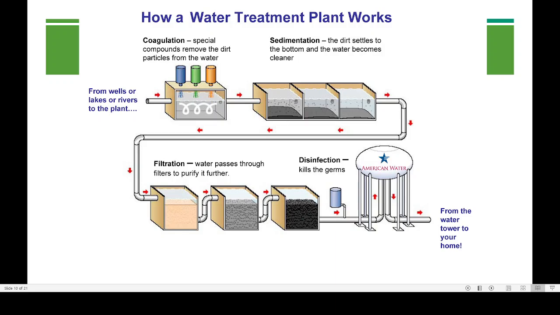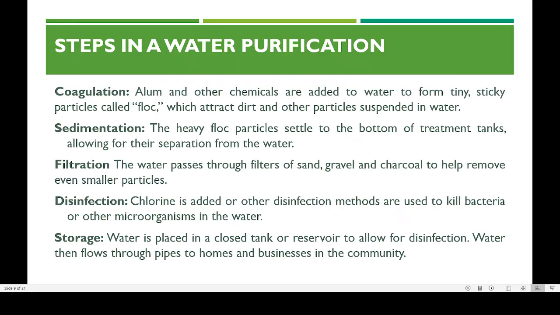So what alum is causing is sedimentation of the impurities in the water, and as a result of sedimentation, these larger impurities settle to the bottom of the tank, from where we can easily remove them, and we can also take the clean water above that. So that sedimentation is actually caused by alum. Heavy floc particles settle to the bottom of the treatment plant, allowing for their separation from water.